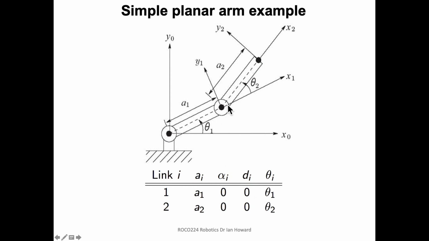There's no shifting; it's all in a line, so there's no shifting along the z-axis. It's all planar, so there's no D. But what we have got is theta, so we have to account for the fact that we can rotate around these axes by theta 1 and theta 2, and also the fact that the radius around which it moves is given by the length of the links, which is going to be A1 and A2.